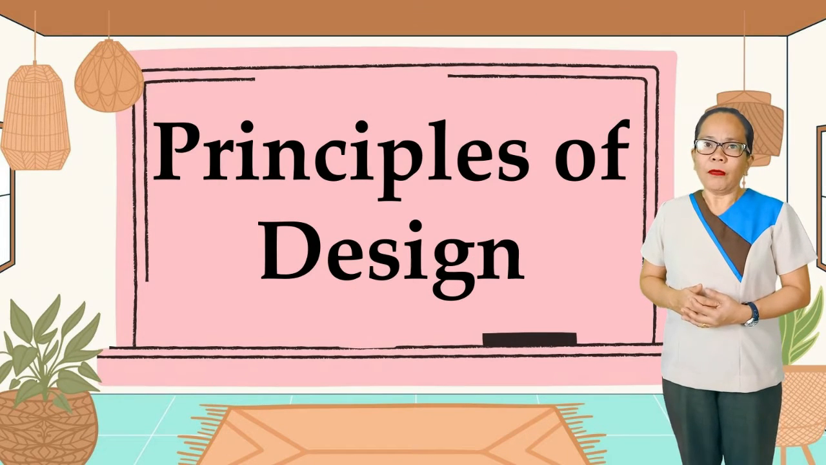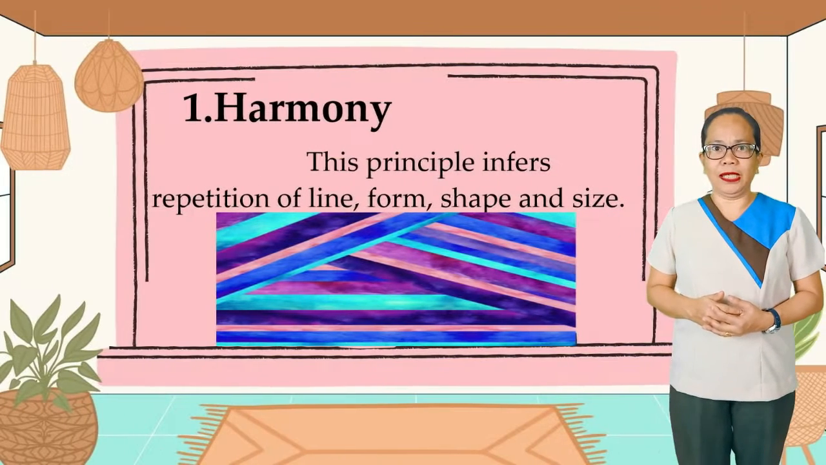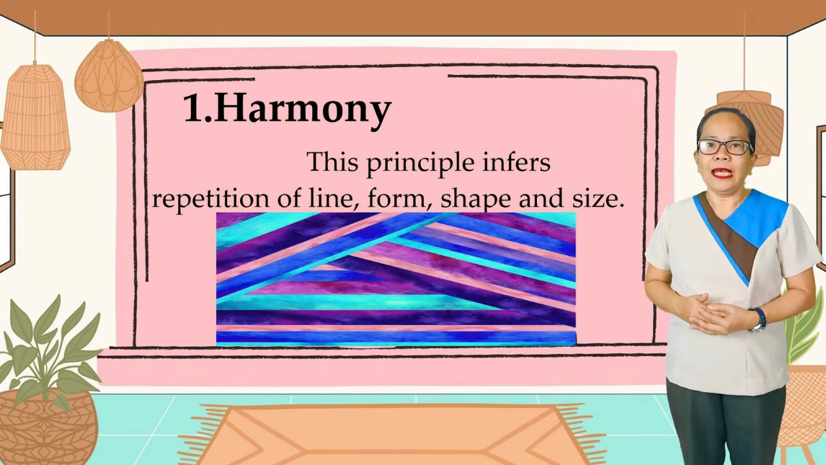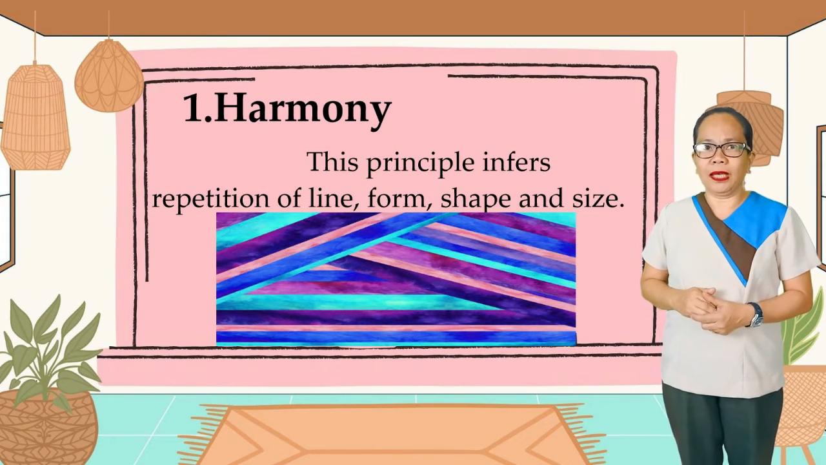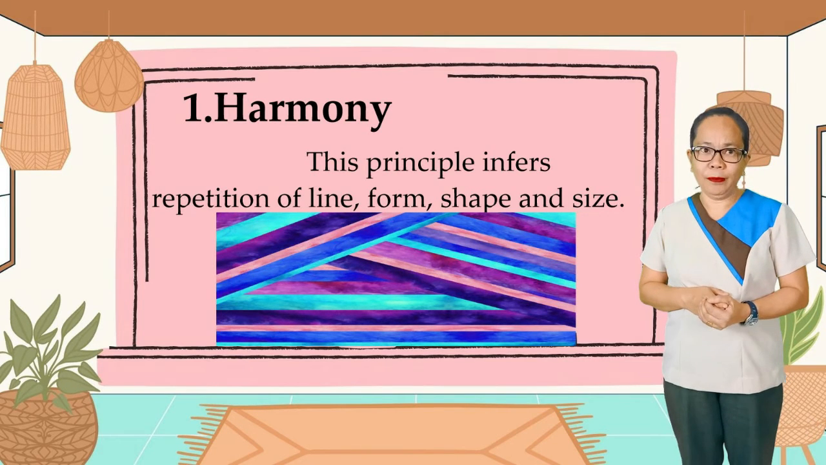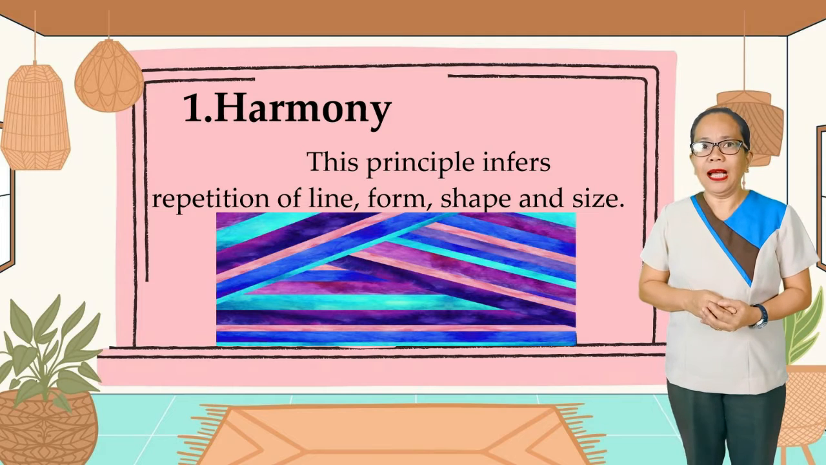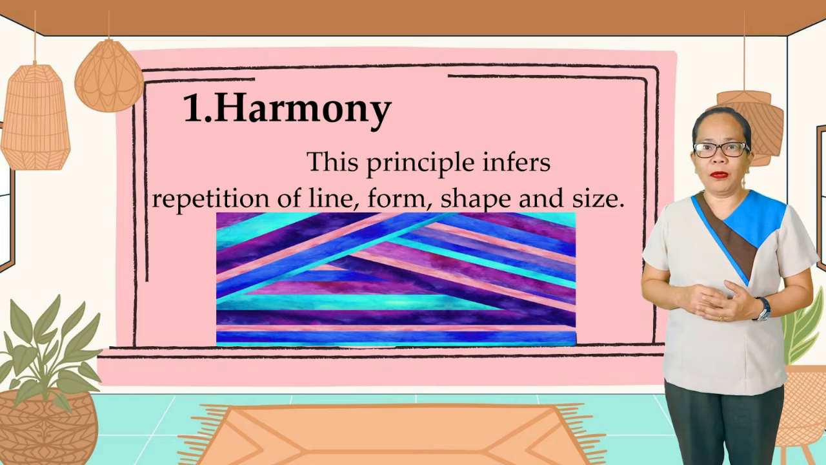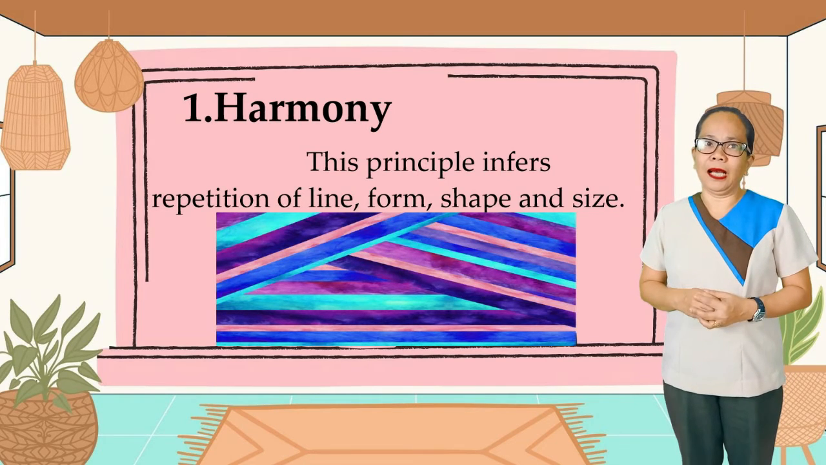So let's start. For the principles of design, the first one is the harmony. This principle infers repetition of line, form, shape, and size. Napaka-importante, no? Yung bagay, yung kulay, sa shape or sa form, sa size, and then sa line. So, there is a repetition, no? In terms of harmony from the picture that is shown to you, pare-parehas ang kanilang kulay, diba? Ang shape, ang line, at ang laki.